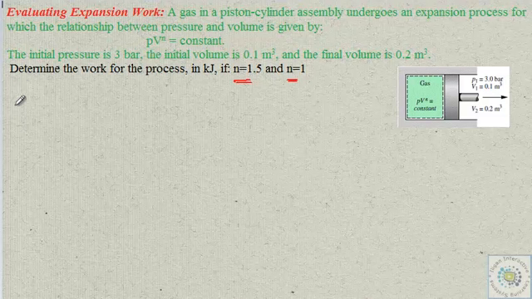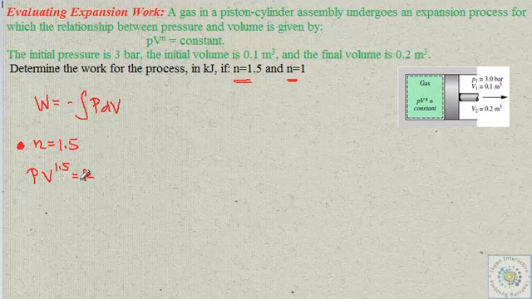Well, it's very simple. To get this expansion work, we'll just be using the equation: work is equal to the negative integral of P dV. The idea here is we cannot integrate P dV directly, because we must be able to express P in terms of V. Since we know PV^n is a constant, for the first problem, let's work with n equal to 1.5. So we'll have PV^1.5 equal to a constant k. Let's represent the constant with k.